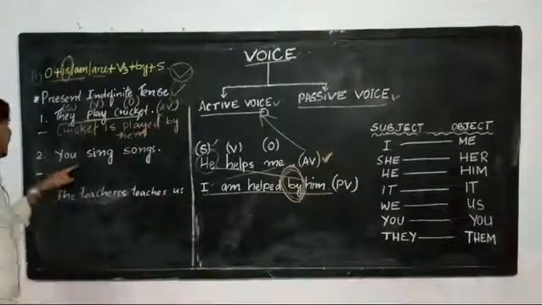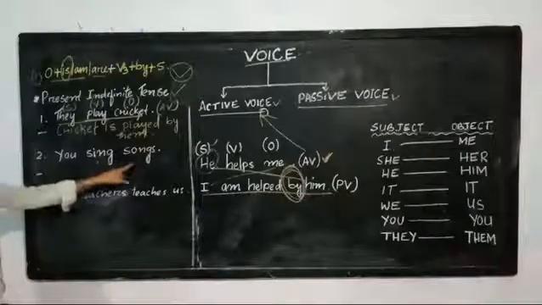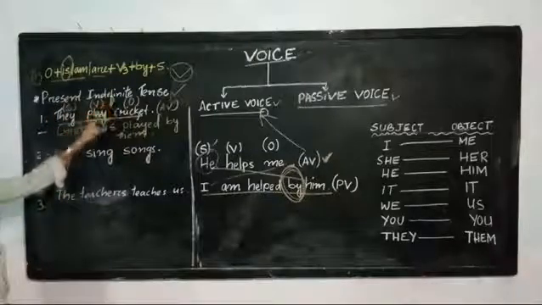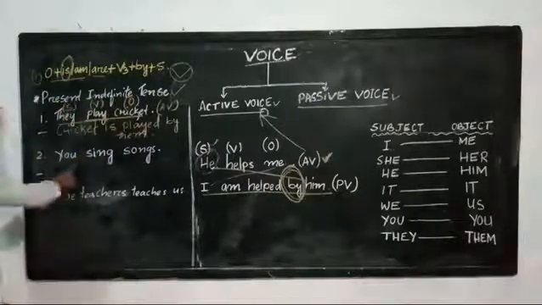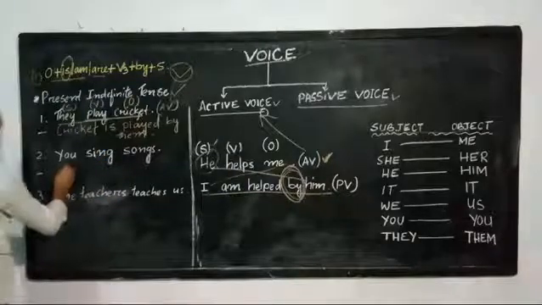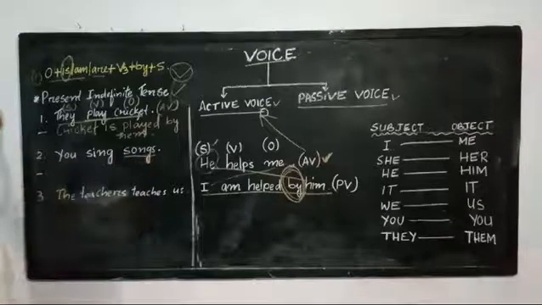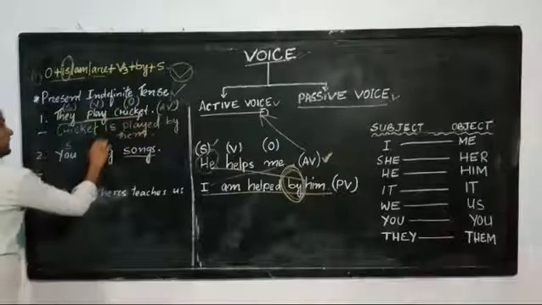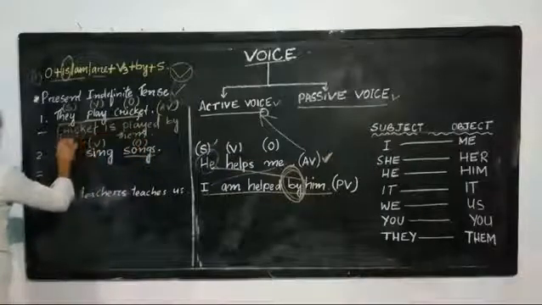Are you getting it? Now see another question, number 2. You sing songs. All these three sentences I have taken from present indefinite tense. So you sing songs. What will we write in the passive voice? Songs. This is the object, right? So this is the subject, verb, and object.